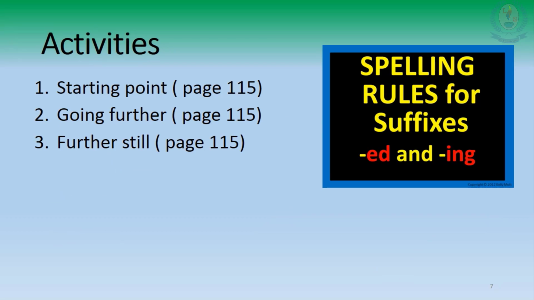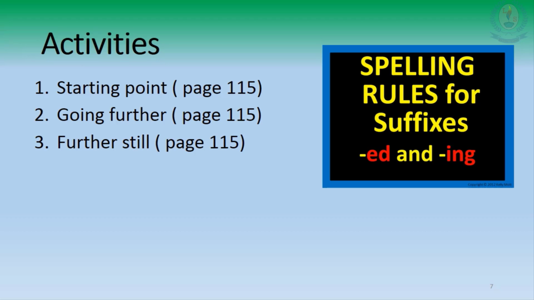I think now you can try these activities: starting point activity, going further activity, and further still activity. In the first activity, starting point activity, there are 3 questions. First question is practice forming the present participle of the following verbs by adding ing. Present participle means you need to add ing. So you need to remember the rules.